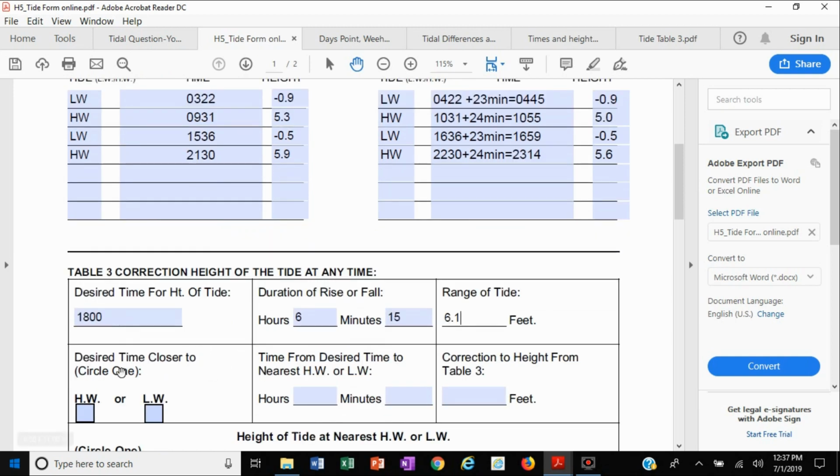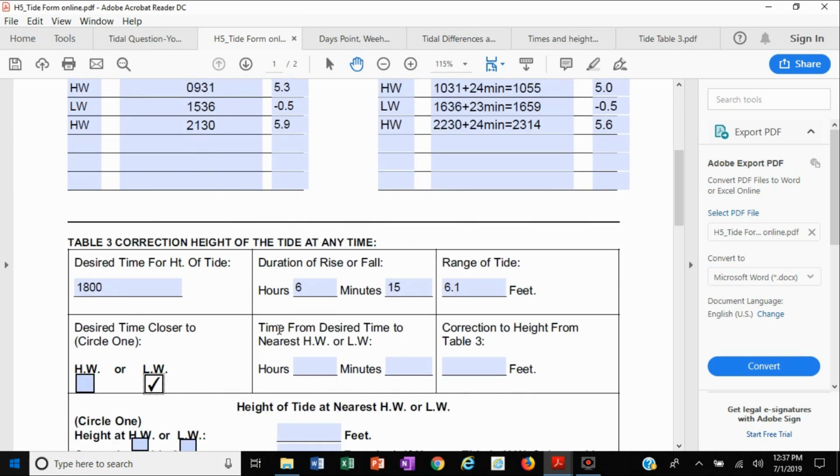Okay. So now we go down to the desired time. Is it closer to high water or low water? Well, if we look up here, 1800 is a lot closer to 1659 than it is 2314. So we're going to go ahead and check low water. Now we're going to have to do some more math. Time from the desired time to the nearest high or low water. Again, we're dealing with low water because we're dealing with that 1659. So you take your 1800, your desired time, and you subtract 1659 from it, and that's where this gets plugged in. So that is 1 hour and 1 minute.